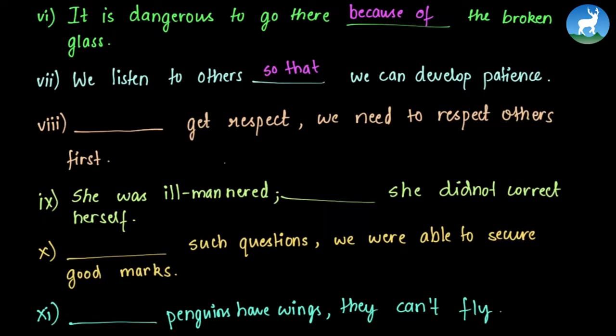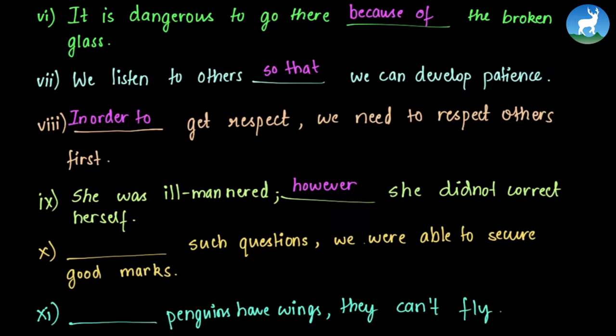Next we have, get respect, we need to respect others first. So here we can say, in order to get respect, we need to respect others first. Next we have, she was ill-mannered, she did not correct herself. So here we need a contrast connective, and so we can say she was ill-mannered, however, she did not correct herself.